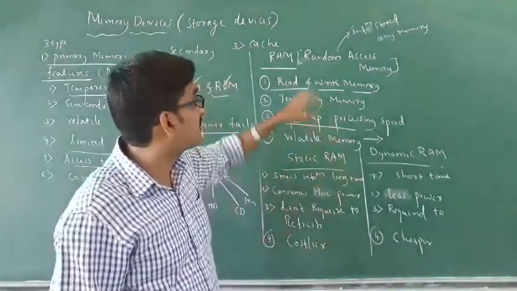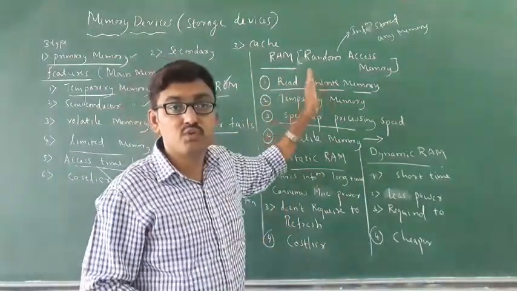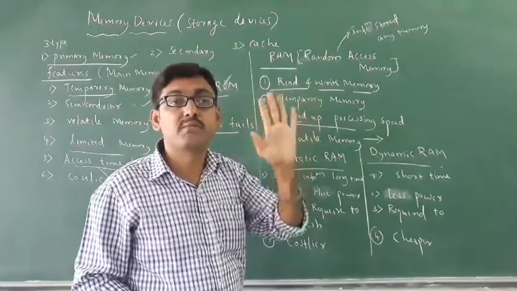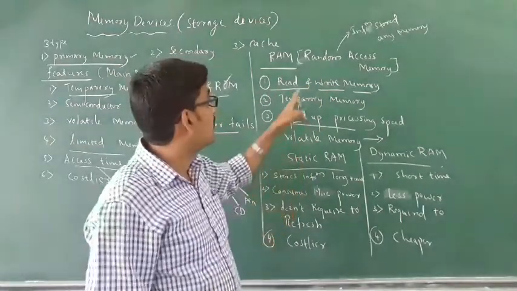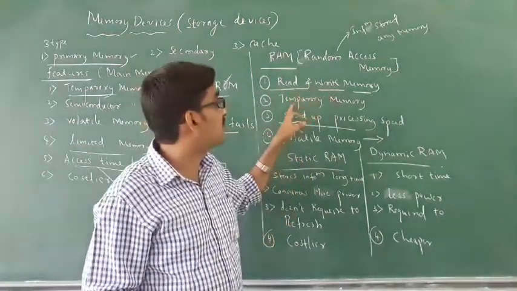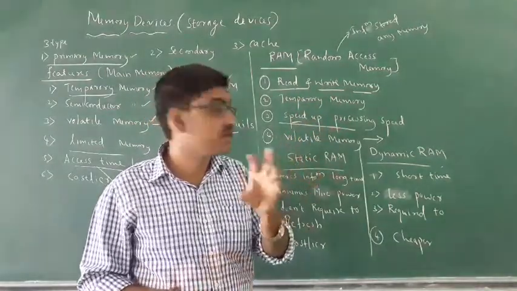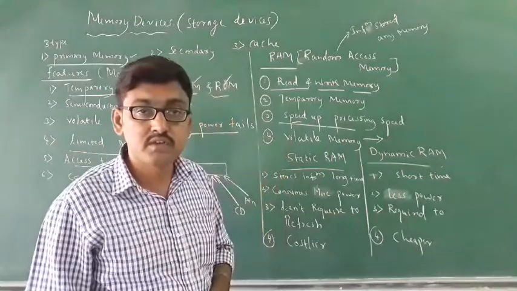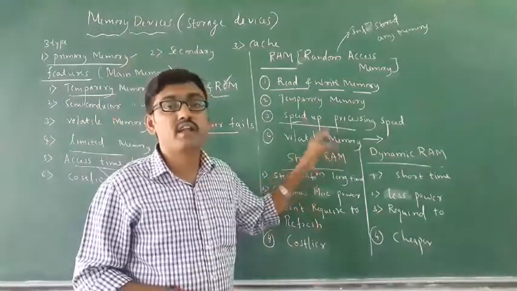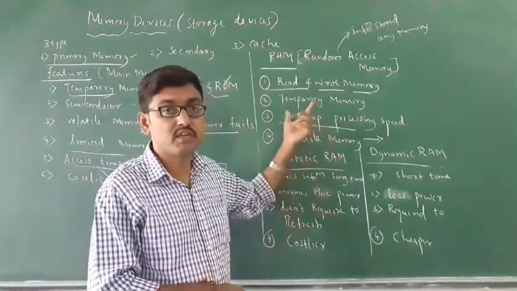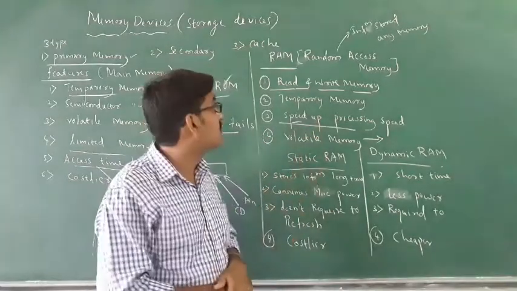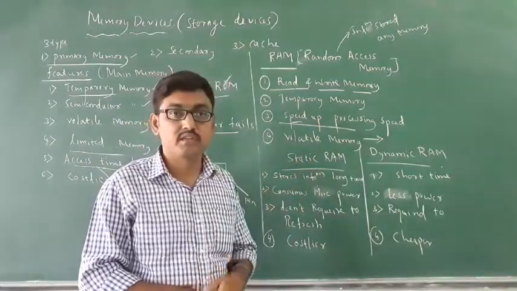RAM is random access memory. It is a temporary memory used to store data and instructions temporarily. It is a read and write memory. It is used to speed up the computer, it affects the processing speed of the computer. Then it is a volatile memory. These are the features of RAM. You have to remember this.